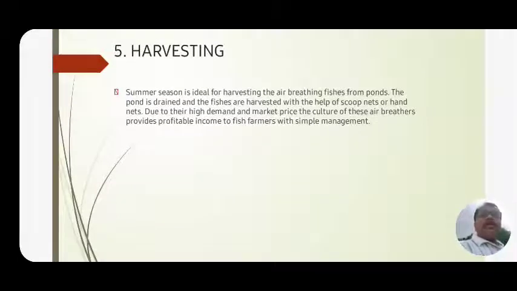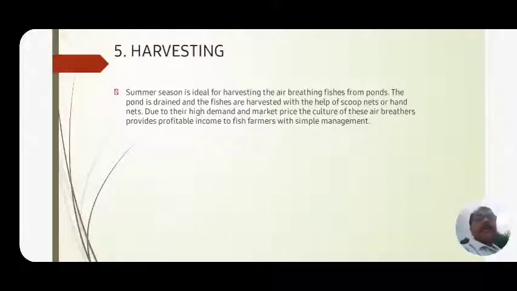After this culture, the next point is harvesting. These fishes are harvested after one year of cultivation. When the time is suitable, when the market is tight, and when the fishes attain marketable size, at that time these fishes are caught, that is, harvesting is done.